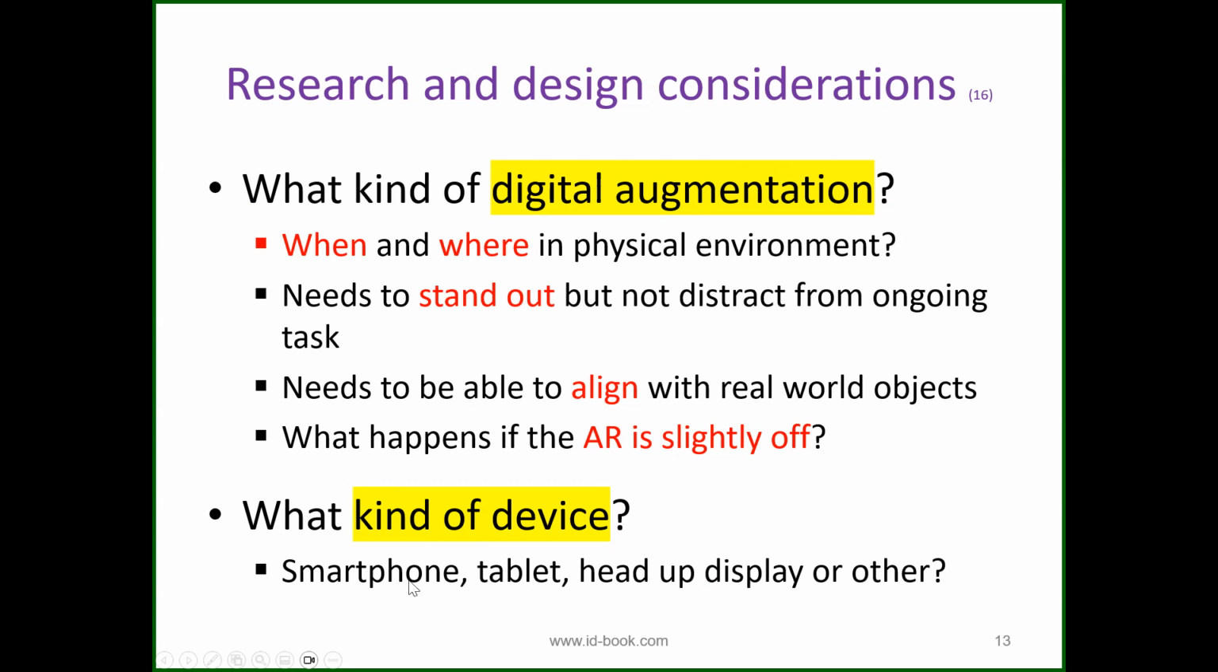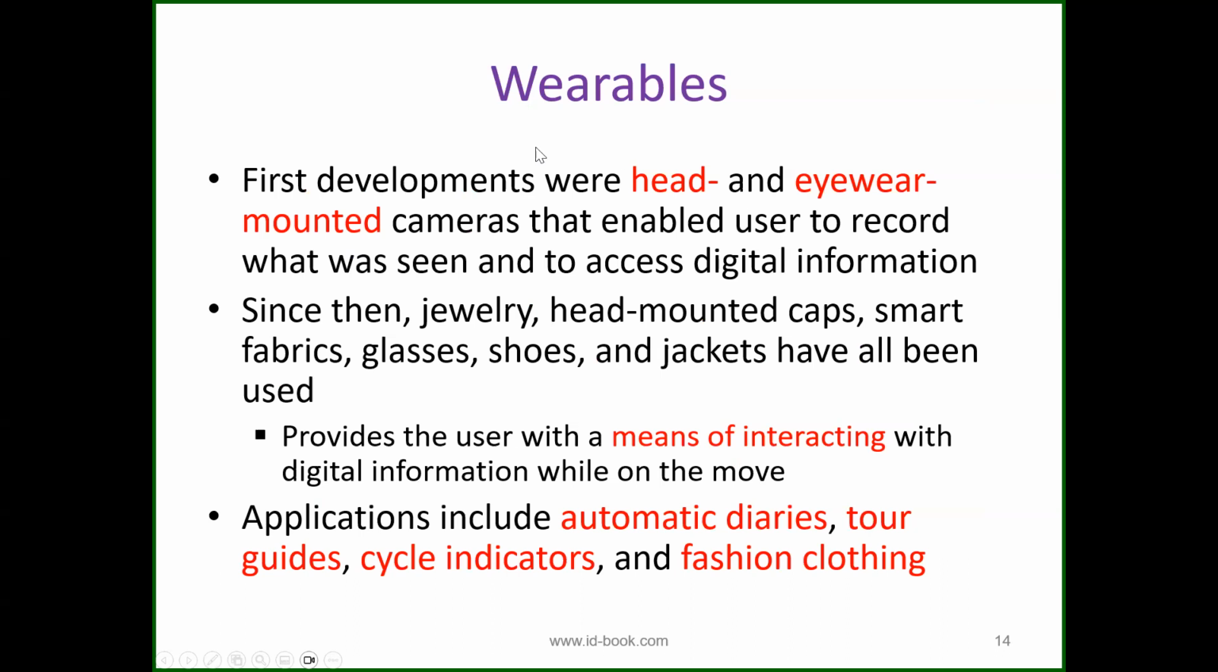What kind of device would you use? For example, smartphone, tablet, headset, or what? The first developments were in wearable devices. We had head wearable devices and eye mounted cameras that could enable users to record what was seen and to access digital information. Since then, jewelry, head mounted caps, smart fabrics, glasses, shoes, and jackets have all been used. It provides the user with the means of interaction with digital information while on the move.